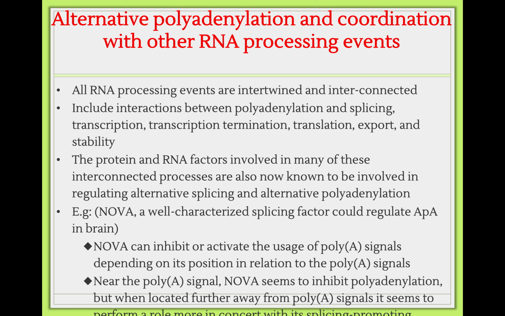Now, basically, how do alternative splicing and other RNA processing events coordinate? We know that all RNA processing events are intertwined and interconnected. These include interactions between polyadenylation and splicing, transcription termination, translation, export, and also stability. Protein and RNA factors are involved in many of these interconnected processes. They are now known to be involved in regulating alternative splicing and alternative polyadenylation. For example, NOVA, a well-characterized splicing factor, regulates APA in the brain. You can read up about it.